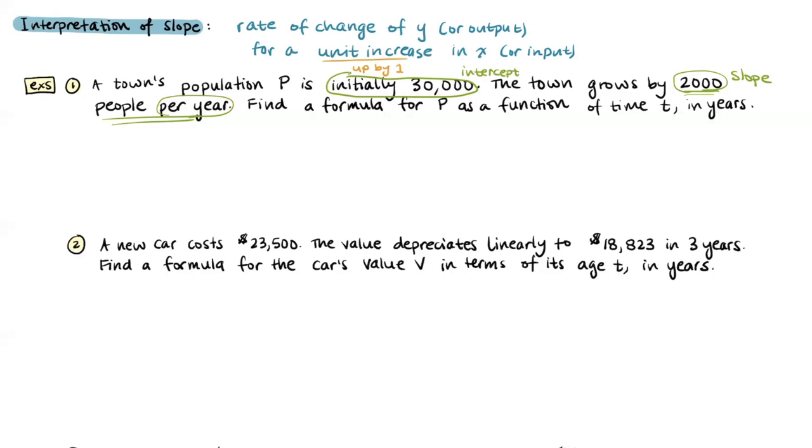So if we were going to write a formula for capital P, it would be 2,000 people per year, so 2,000 times t, plus 30,000. And this would be our equation. You start here, and every year you increase t by 1, you're just going to add on another 2,000 people. Does not sound sustainable for a town, but this is a simple example.